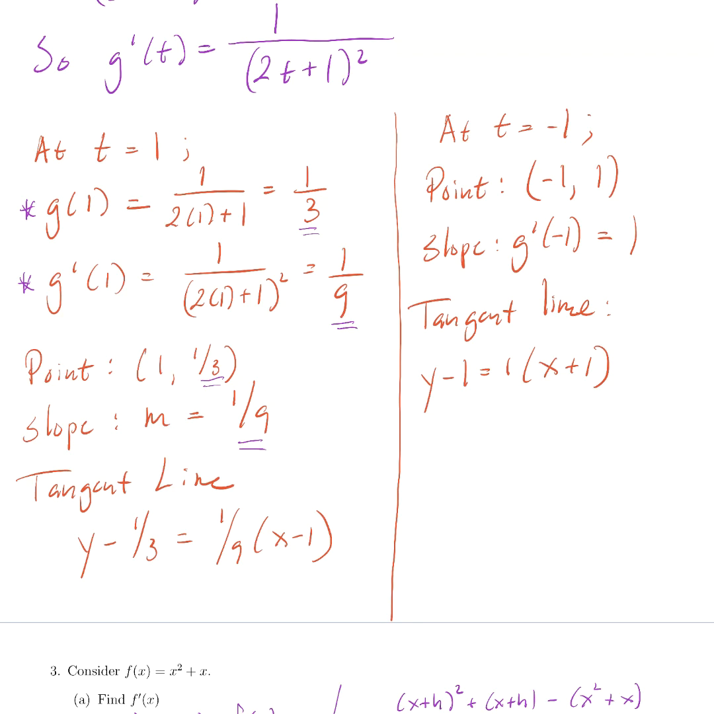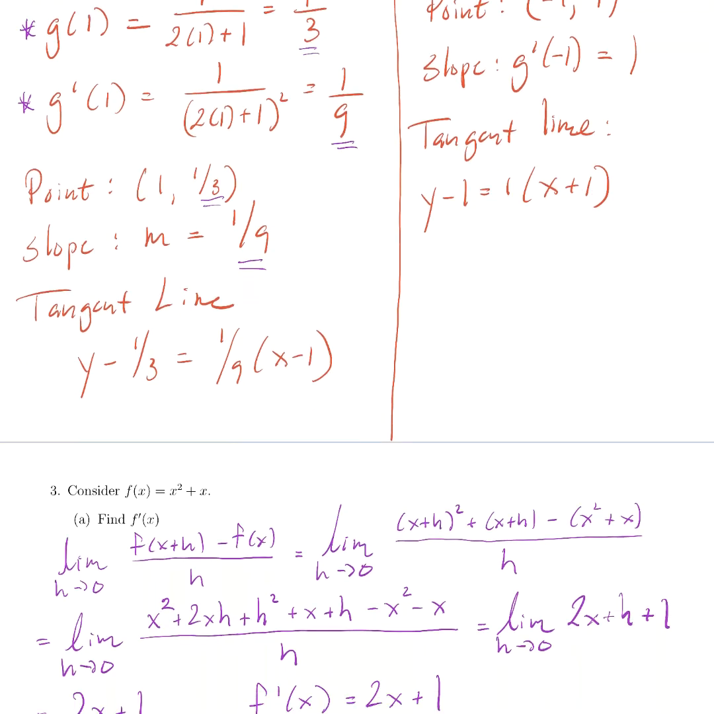Okay, I didn't include all of the details here, but hopefully you can do something similar at -1. The point you should get is -1, 1. The slope of the tangent line is 1, and that makes the tangent line y minus 1 equals 1 times x minus negative 1, or x plus 1.